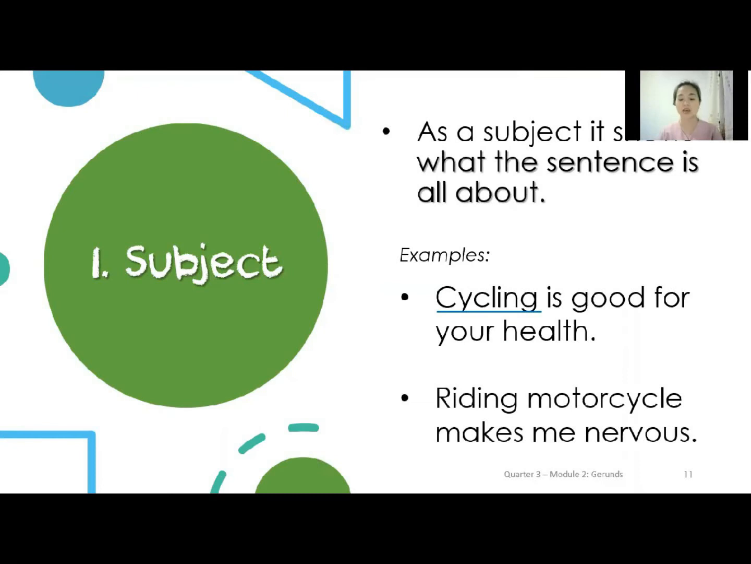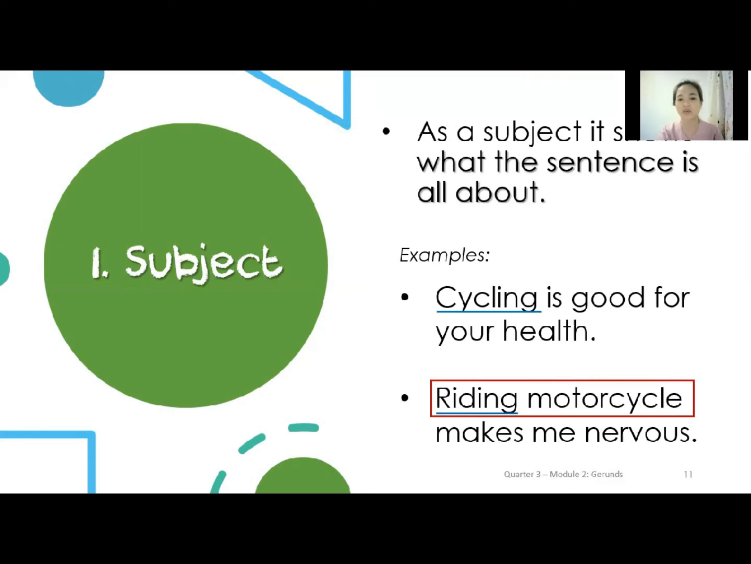Riding motorcycle makes me nervous. All right. So what is the sentence all about? Yes, it is all about riding motorcycle. So what is the function of the gerund here? Our gerund is riding. Since it tells what the sentence is all about, the function of the gerund riding here is a subject. And since riding motorcycle is the subject of the sentence, that is our gerund phrase. So the subject here is a gerund phrase.